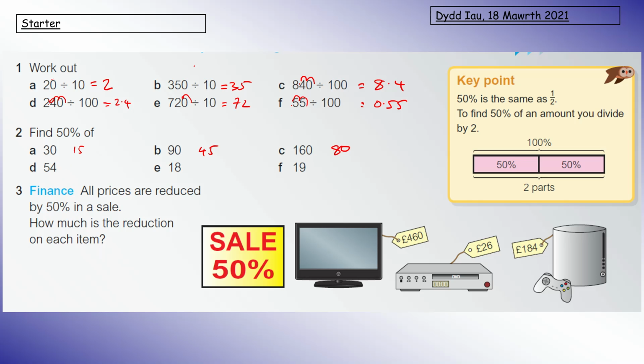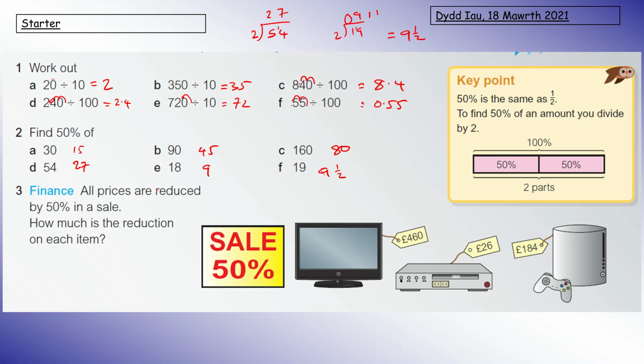Half of 54, I can't do that one in my head, so I'm going to use my bus shelter. 54 divided by 2. 2 goes into 5, 2 times, remainder 1, and into 14, 7 times, so 27. Half of 18, 18 divided by 2 is 9, and 19 divided by 2, I think I'll have a remainder. Let's just check. 19 divided by 2, can't go into 1, so carry the 1 into 19, it's 9 times, remainder 1. And remember, we write that as 9 and a half. So that's going to be 9 and a half.